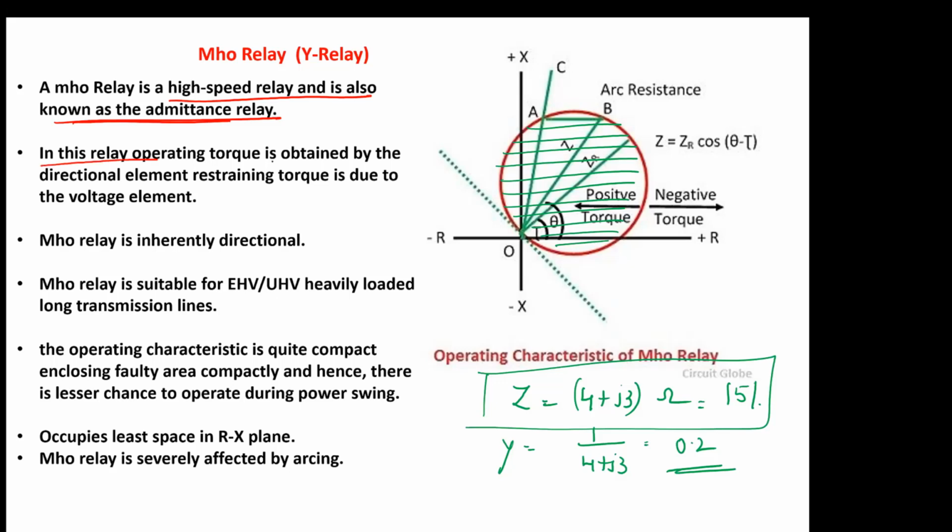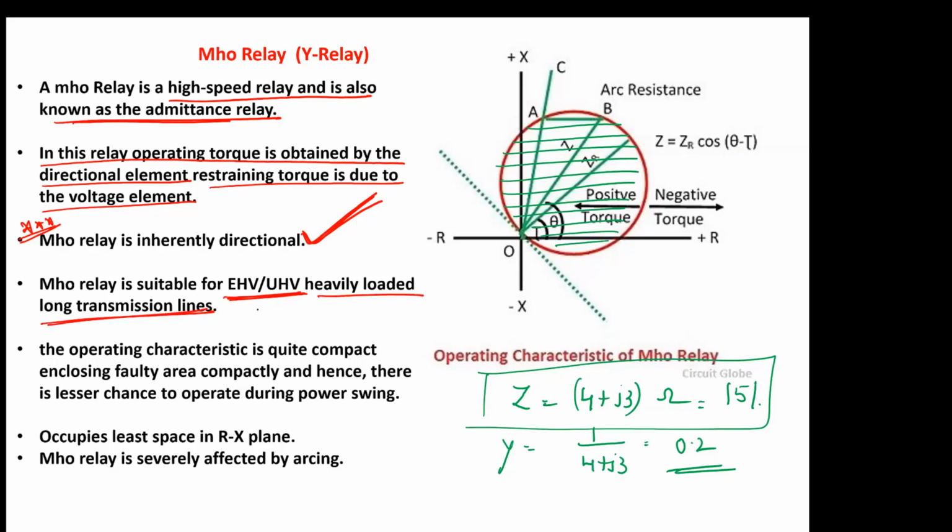In this relay, operating torque is obtained by directional element. Restraining torque is obtained by voltage element. That we have seen. Mho relay is inherently directional. Very, very important. The relay which is inherently directional is Mho relay. We need not keep an additional directional element. By default, Mho relay is directional. So Mho relay is mainly used in extra high voltage and ultra high voltage transmission lines which are highly loaded.